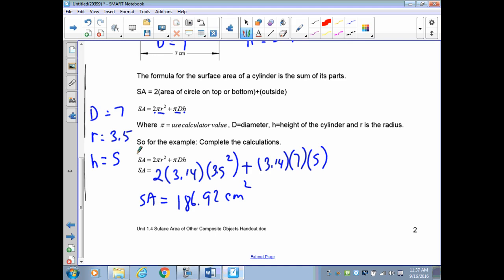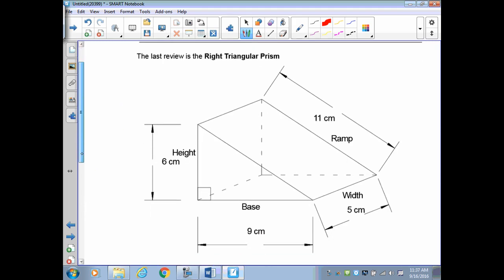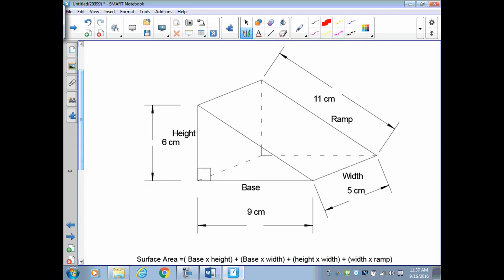Okay, the next one is a right triangular prism, and this is what this looks like. Again, there's a lot of information on this, and this is where a lot of people mess up. So keep it straight.